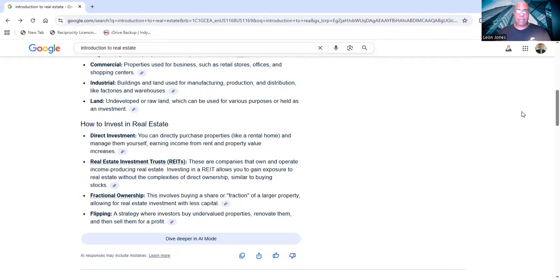Then you have your fractional ownership. This involves buying a share or fraction of a larger property, allowing for real estate investment with less capital. Then you might see this on TV. It's flipping. It's a strategy where investors buy undervalued properties, then they renovate them, and they sell them for a profit. And that is the information on real estate.